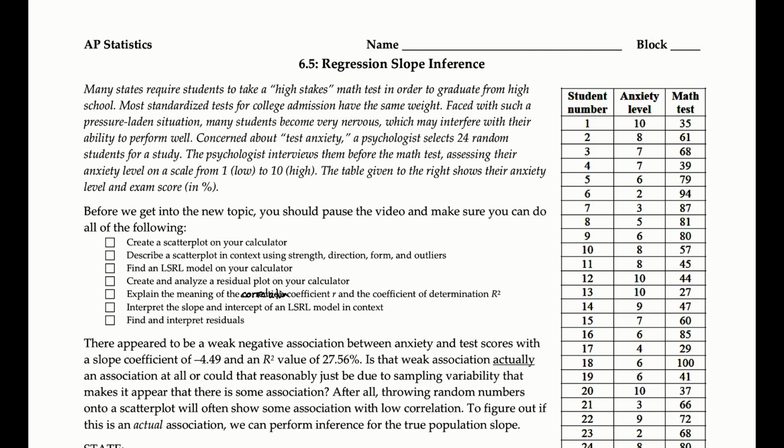Is it just by chance alone that we are seeing some semblance of a linear association between these things with this negative slope? To figure that out, we're going to perform an inference test for the true population slope. If we were to actually poll every single person to ever take a math test and their anxiety level, what would that association's slope be? So let's get into it.